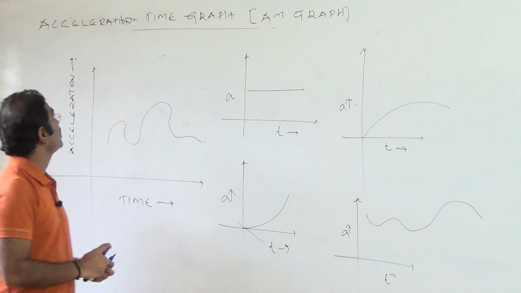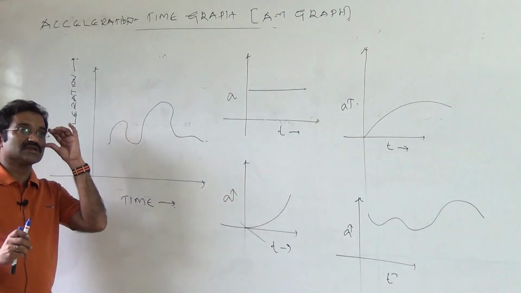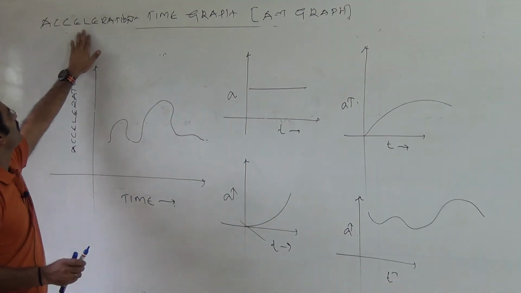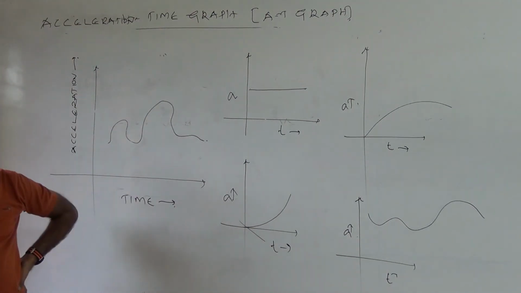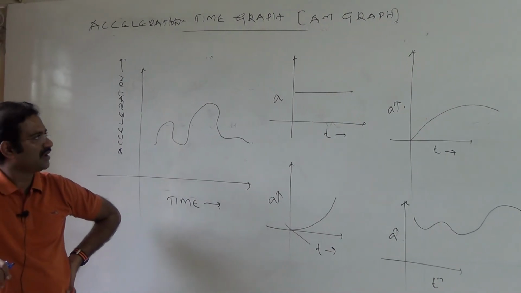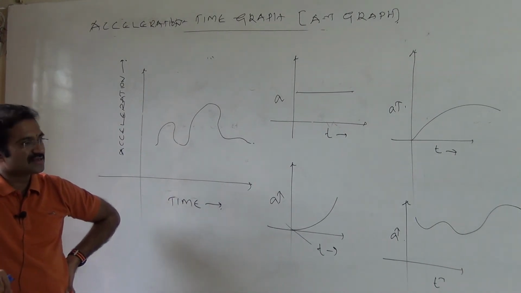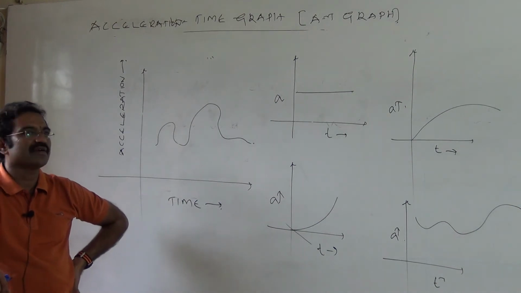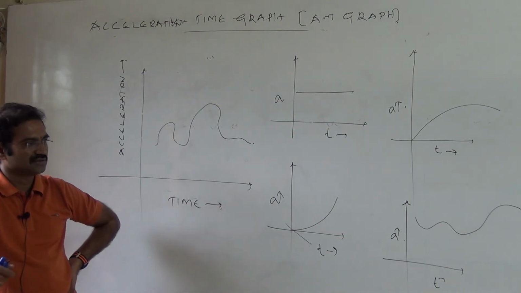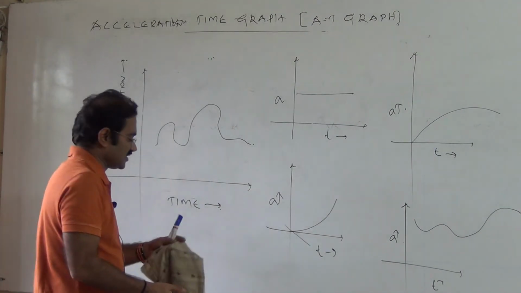So this is about the acceleration time graph. For our examination, they ask velocity time graph. This acceleration time graph is nothing but a replica of the velocity time graph. Instead of velocity, here we take acceleration. The next discussion is about deriving the equations of the motion. How the velocity time graph can be used to derive the equations of the motion, that is your next discussion.